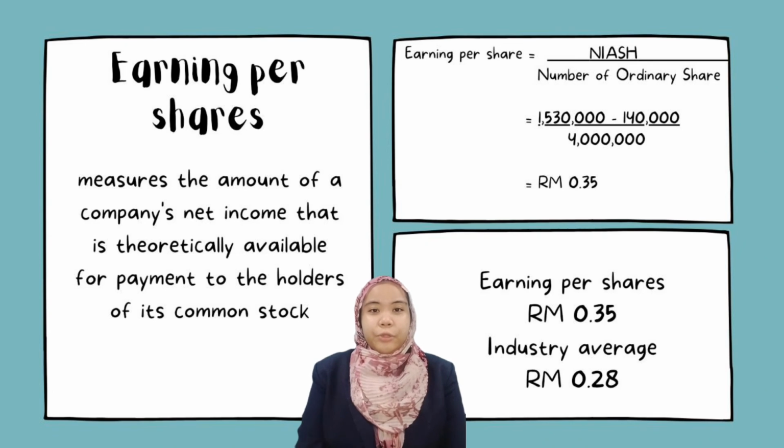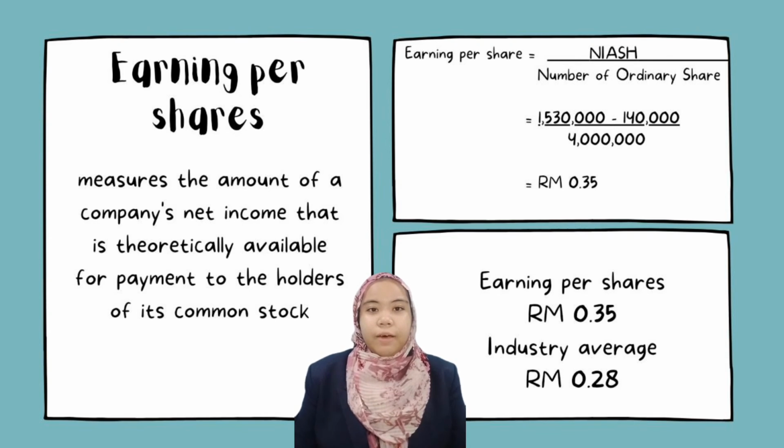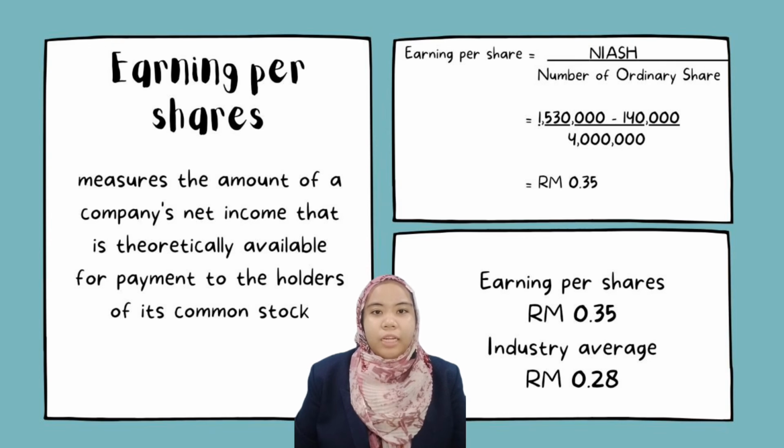Earnings per share. To get total earnings per share, net income available to common stockholders is divided by the number of ordinary shares, and then we get 0.35 cent. So the earnings per share of Hikmah Bati Berhad is better than the industry average, which is 0.28. To improve the ratio, Hikmah Bati Berhad needs to boost their earnings and reduce the number of outstanding stock.